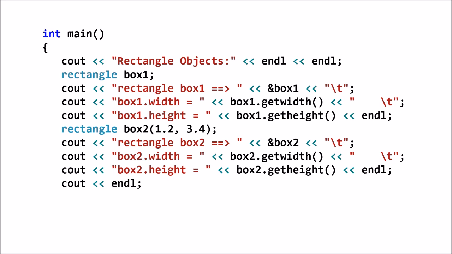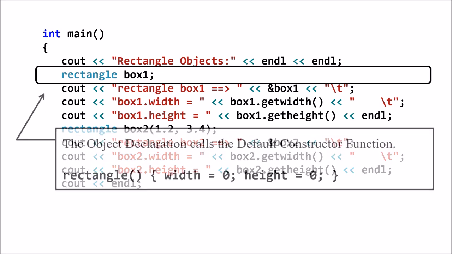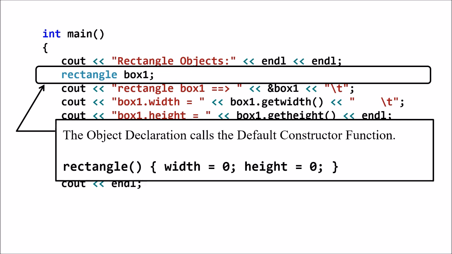It first prints out a bit of text inside the main function, and then the second line inside the main function looks like the declaration of a variable, and it is exactly that. It is the declaration of an object of the class rectangle. So this is an object declaration. The object is of the class rectangle, and the name of this object is box1.